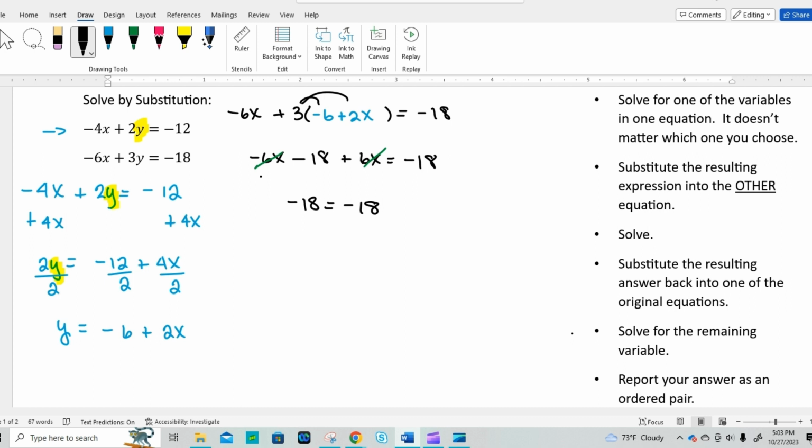Okay, so all of my variables have dropped out. That means that this is a special case. Once I know that this is a special case, it is either no solution or infinitely many solutions, depending on whether or not I end up with a true statement. So when I say true statement, I'm talking about this thing right here. This negative 18 is equal to negative 18. I ask myself, well, is negative 18 equal to negative 18? And the answer is yes, it is. This is a true statement.